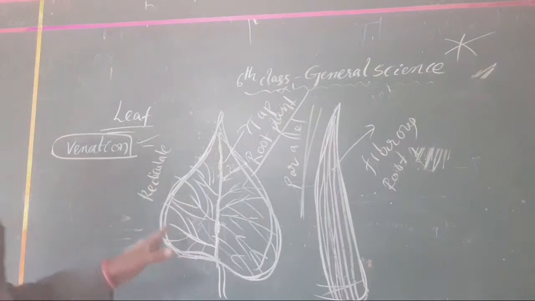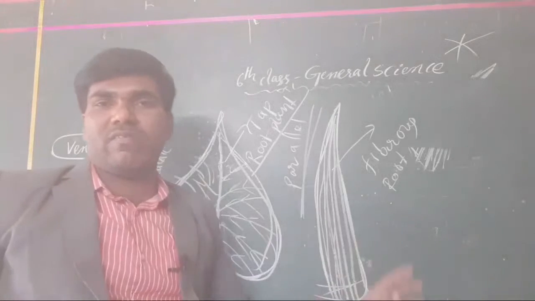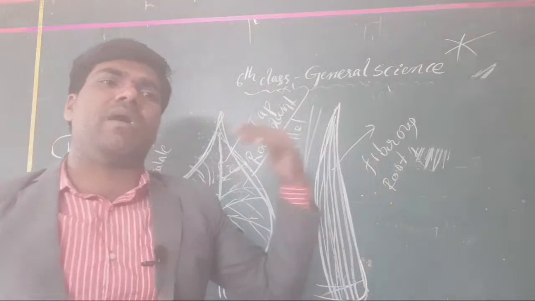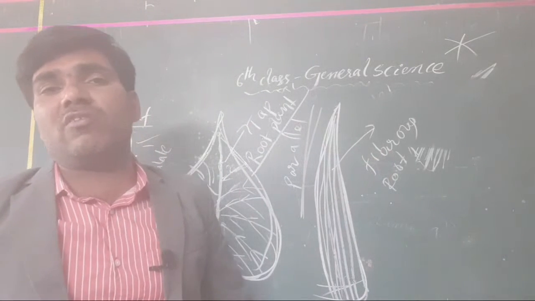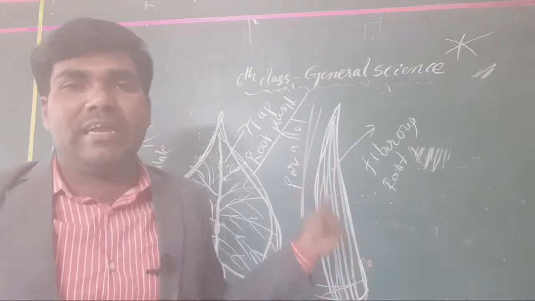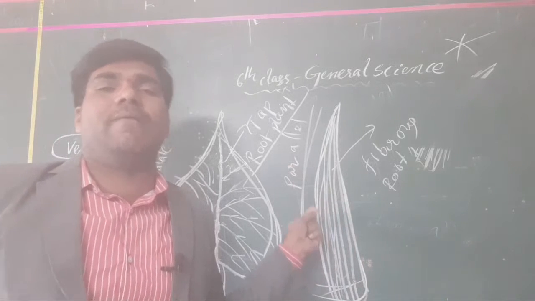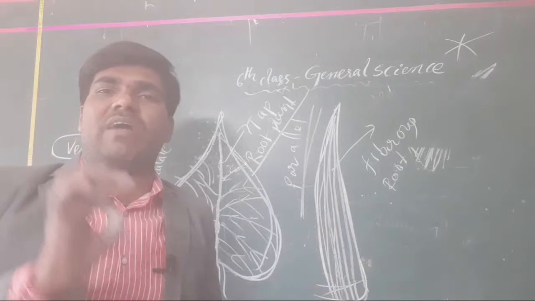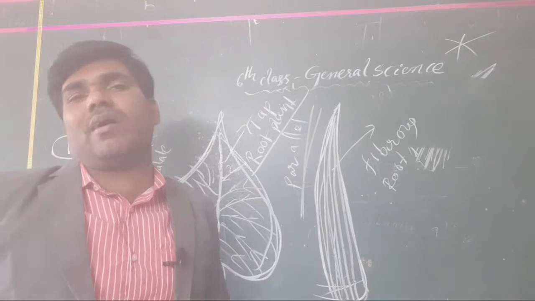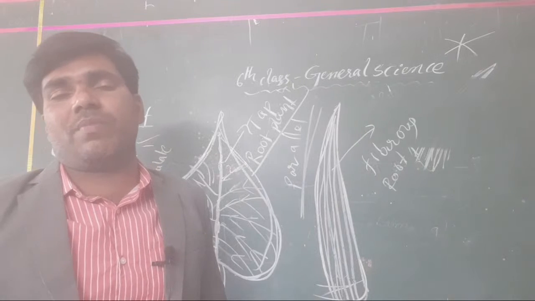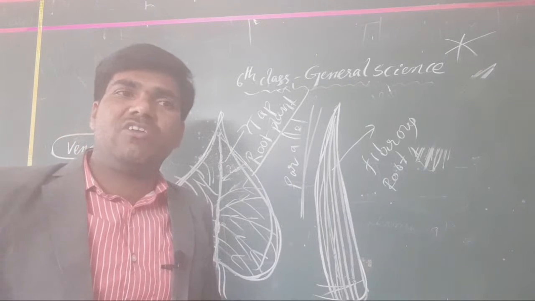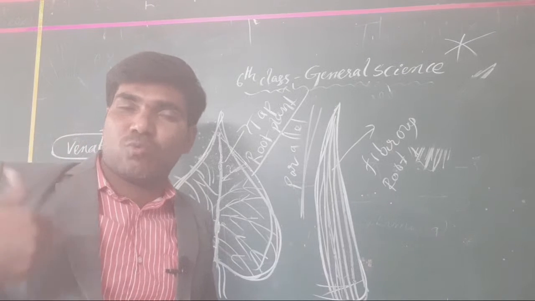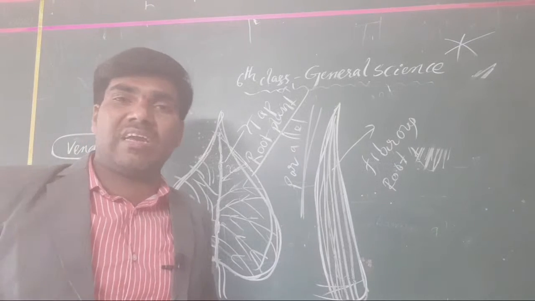Very important concept. Why do the leaves have different shapes? One leaf is a different shape from another leaf. Why? Because of the arrangement of veins inside the lamina. Clear or not, all of you? Venation means what? The arrangement of veins on the lamina is called venation. Okay, clear or not, all of you? Why is the venation like that here? Depending on the plant nature, depending on the roots of the plant, the leaves are getting like that.